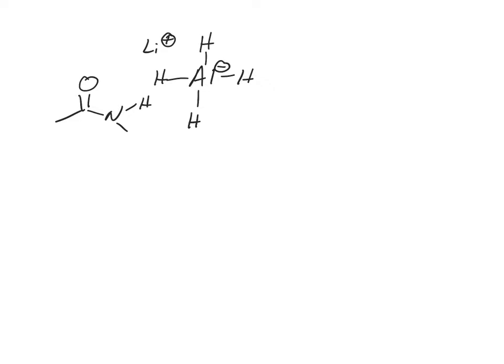So we're going to take a look at the reduction of an amide with lithium aluminum hydride. The product of this is actually an amine. Net, what's going to happen is we're going to add 2 hydrogens to this carbon. It's very similar to the same reaction that happens with a carboxylic acid and lithium aluminum hydride.